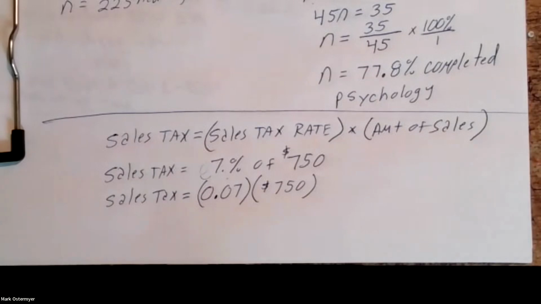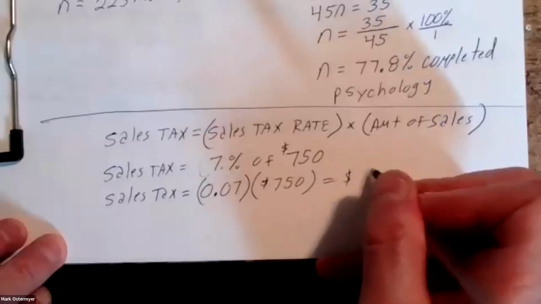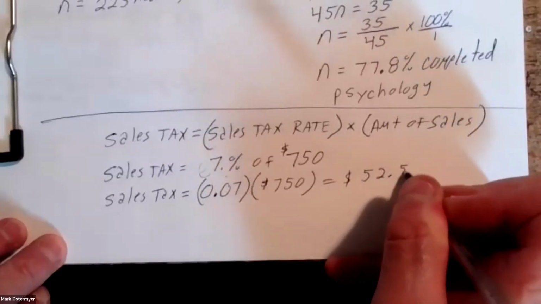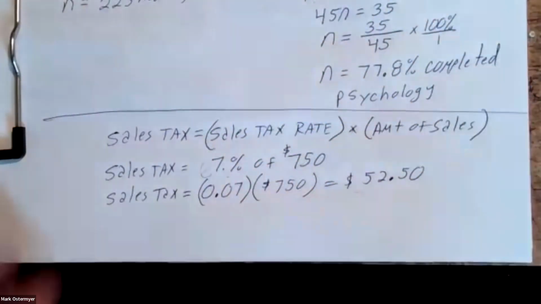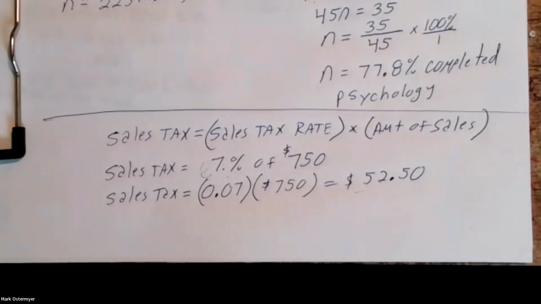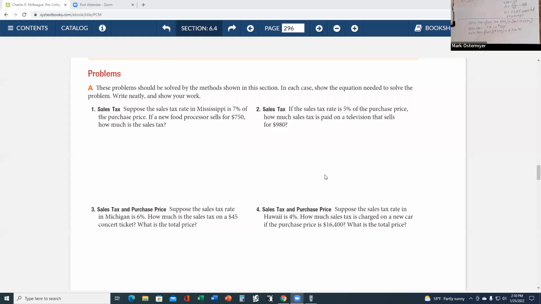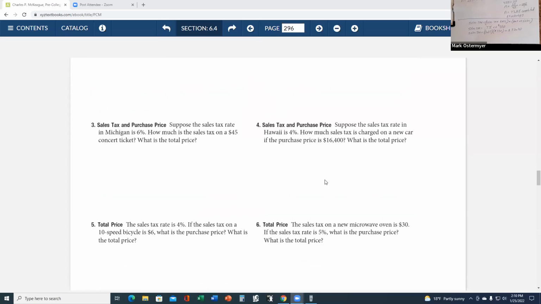What is 0.07 times 750? 52.5. All right, so we're gonna owe $52.50. Boy, that's a lot of tax. Do you agree? I mean, that's a lot of money, but that's the way it is, you know? $52.50 of tax. Questions on how we did that problem? All right, let's drop on down.